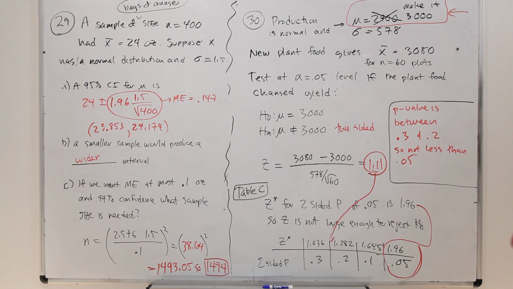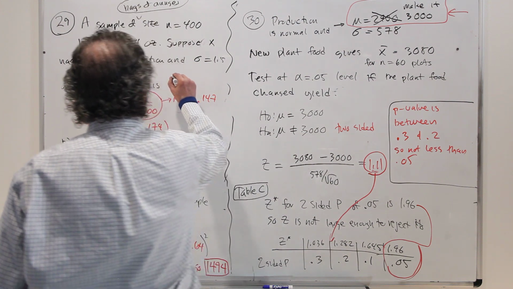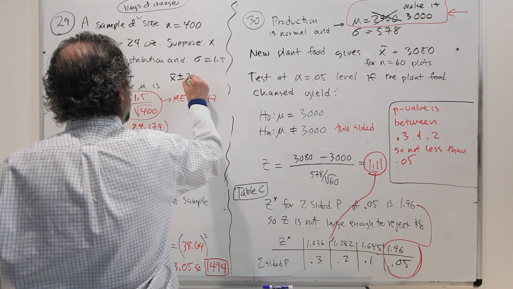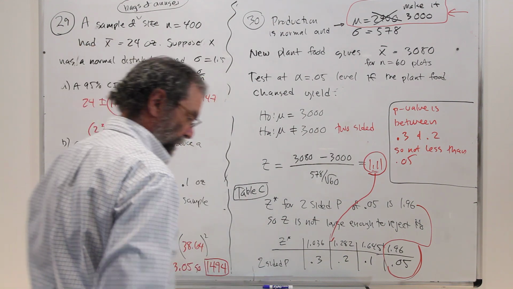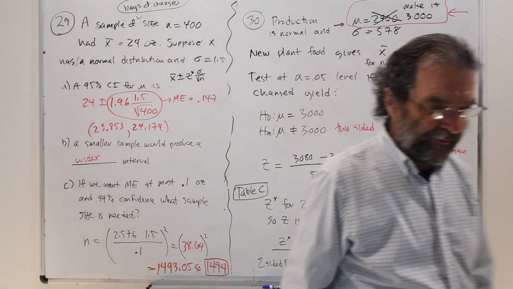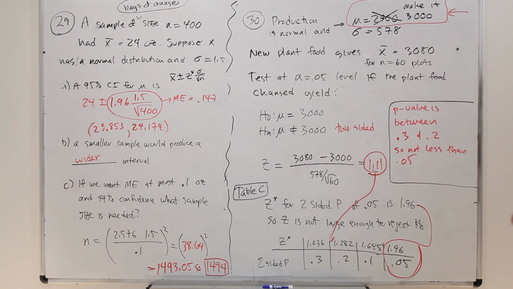So for a 95% confidence interval, the formula for confidence interval again is x bar plus or minus z star sigma over root n. That's if we know the standard deviation. If we don't, we're going to have to make a t interval, but so far we haven't had to do that. The z star value for 95% is 1.96, x bar is 24, sigma is 1.5, n is 400.